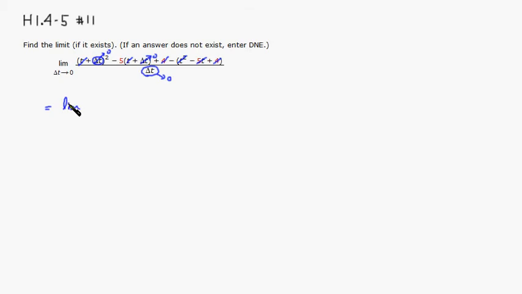Limit as delta t approaches 0. It's a long fraction. Here I'm going to multiply this out, and sorry, it's kind of messy. If you multiply it out, you're going to get t squared plus 2 times t times delta t plus delta t squared. I just multiply this out using quantity a plus b squared is equal to a squared plus 2ab plus b squared. So I'm applying that: treat t like a and treat delta t like b. Then go through that, you get that.